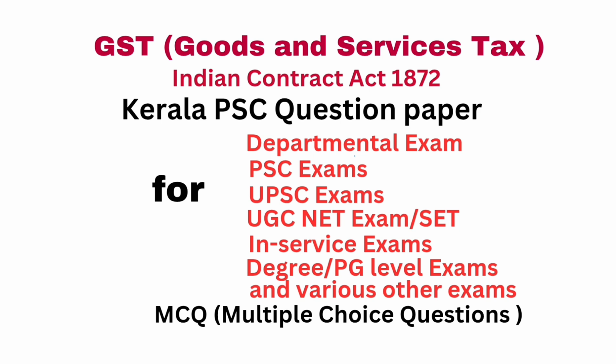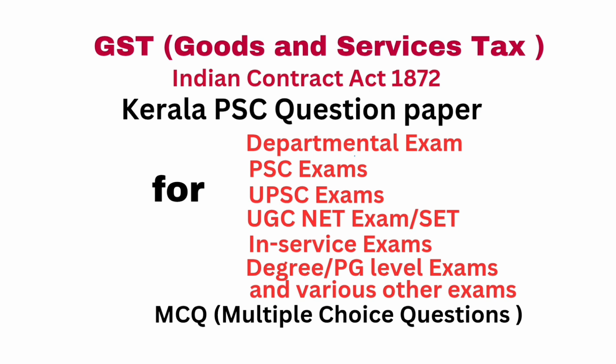Question number 39. The amount of input tax credit available in the electronic credit ledger on account of integrated tax shall be used in which order? Answer option C, integrated tax, central tax, state tax, union territory tax. I repeat, integrated tax, central tax, state tax or union territory tax.